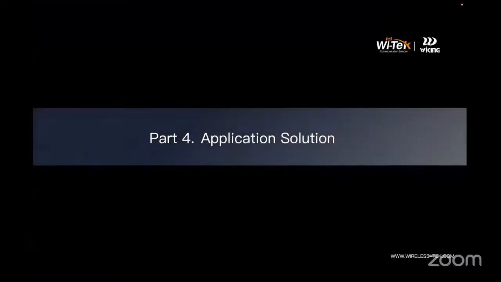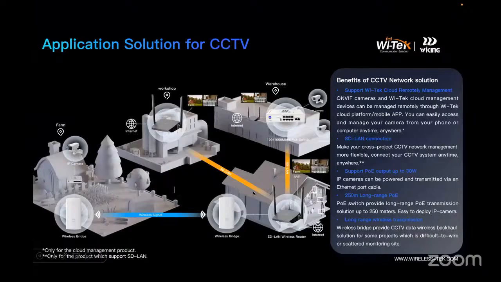application solutions. So here is what we want for the simple CCTV network. First, you can see here you have different cameras. So we use the Wi-Tek PoE switch to power up cameras. And we can connect into our router and connect your NVR, so you can do local video recording. Then with the router and our cloud, you can remotely access the camera anywhere.